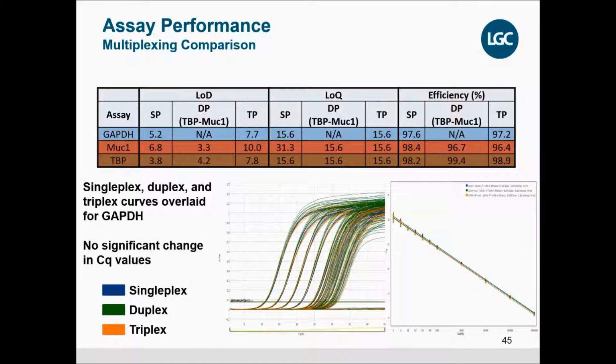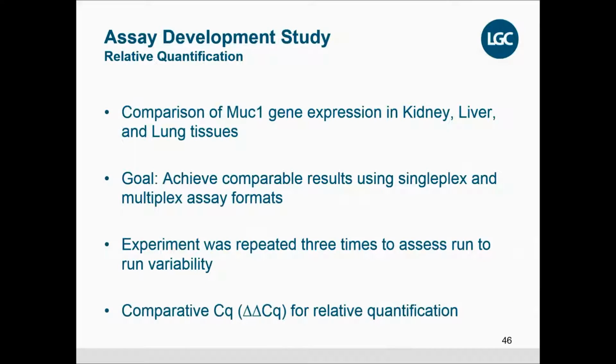So the table here breaks that down. We're looking at our, again, LOD, LOQ, and percent efficiency in singleplex, duplex, and triplex, with our 3 assays down the left-hand side. So you can see we maintained very good specificity. We did see a slight increase in our limit of detection when triplexing, but there is always something we have to give up when multiplexing, although we were able to maintain our limit of quantification across the board regardless of the plex. And PCR efficiency was maintained singleplex, duplex, and triplex.